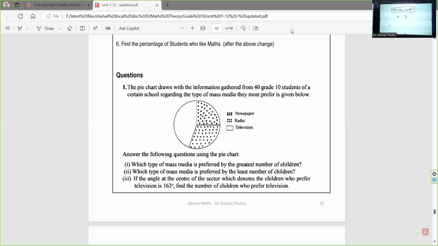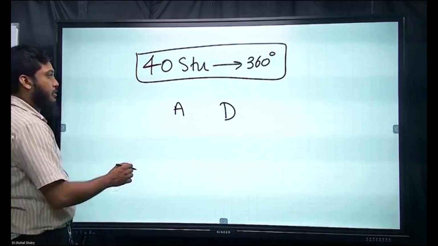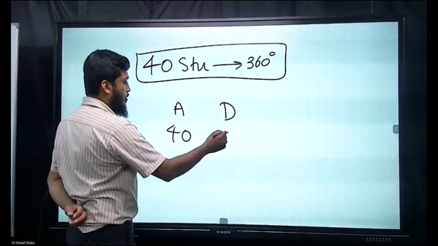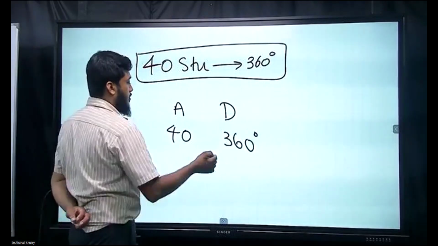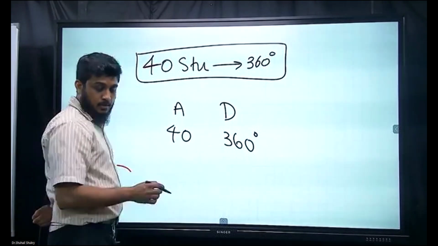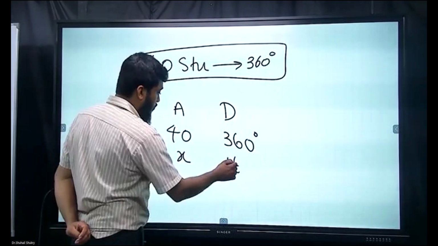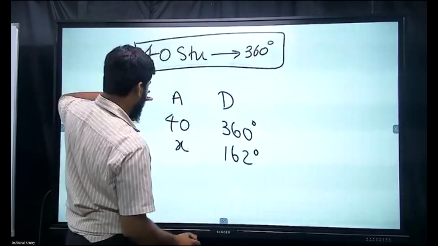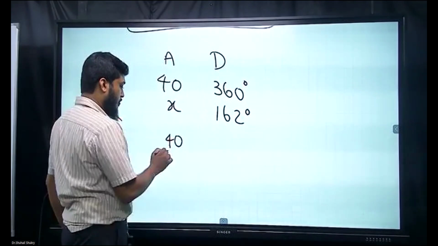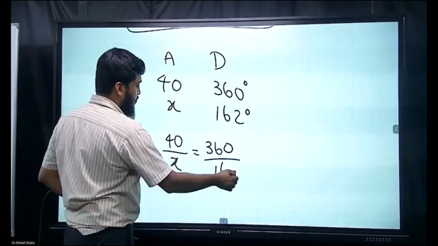Then you can do it like this. Amount and degree. What is the amount? First of all, you have to write the golden rule: 40, 360. Then put the amount here. Are they asking for the amount? x, degree 162. Now you have to write this: 40 over x equals 360 over 162.